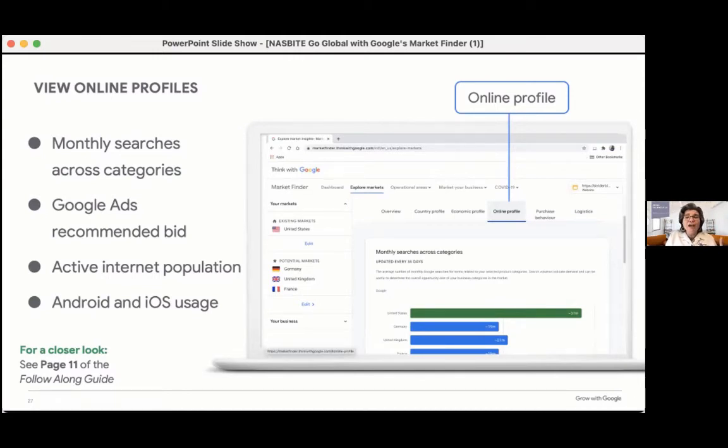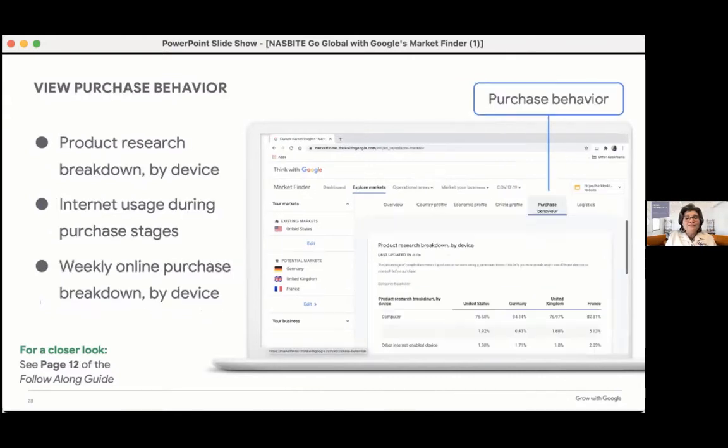And on this slide, online profile is highlighted, which reveals a bar graph comparison of monthly searches across categories among the US, Germany, the United Kingdom, and France. Now, since you would likely be doing business with consumers in this market online versus a brick and mortar storefront, you'll want to know how they use the internet, how they purchase products and services. That information will be found under purchase behavior.